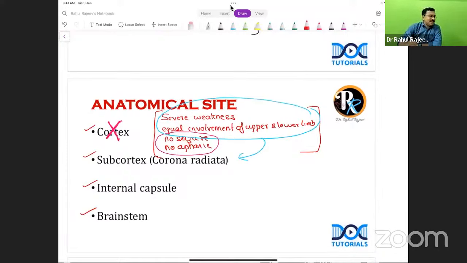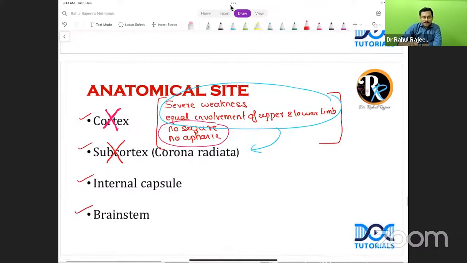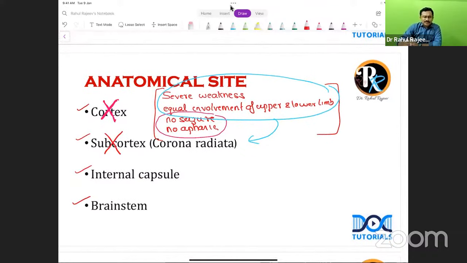Can I cut it? Yes or no? You tell me. I am not convinced this is subcortex. Subcortex means corona radiata. Can I cut it? Okay. So I am going to cut subcortex as well. Internal capsule: severe weakness, equal involvement of upper and lower limb, possible, right? UMN facial palsy, possible. So I'm possibly thinking of internal capsule. I would entertain this. Let me keep it there.